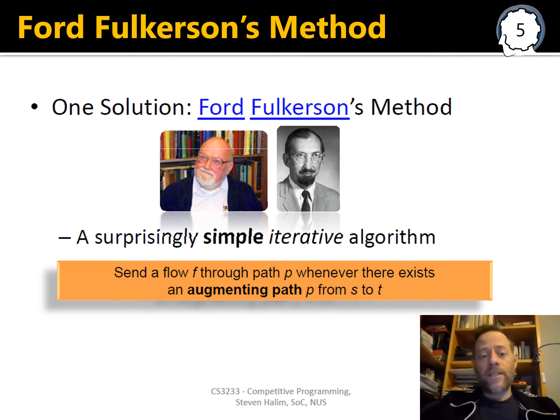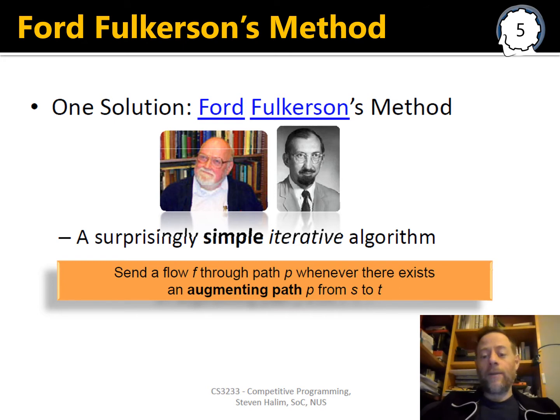So now the question is, how do we find the maximum flow for networks such as this? And here we will use a very elegant method designed by Ford and Fulkerson, which is called the Ford-Fulkerson method. It's a very simple iterative algorithm. And the core of the algorithm is: send a flow F through path P whenever there exists an augmenting path P from S to T.